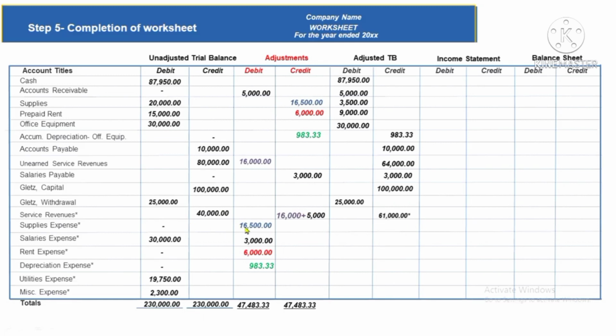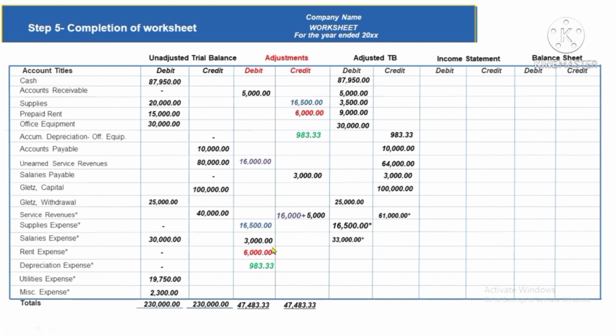And we have the supplies expense. You just need to copy that, 16,500 here. And we have the salaries expense. We have 30,000, but in the adjustments, we have also a debit of 3,000. So we need to sum them up. So we have 33,000.